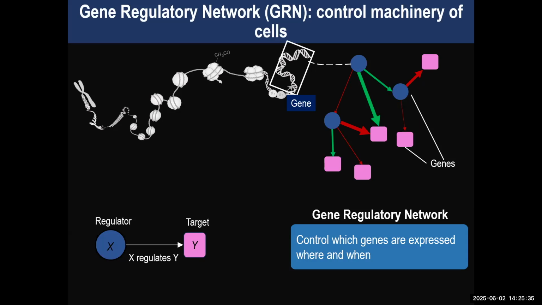These are directed graphs, and genes represent the different nodes. Essentially, we can say that the edge between two genes, a regulator and a target, represents that X controls Y, or basically X regulates Y. So essentially, gene regulatory networks control which genes are expressed when and where.